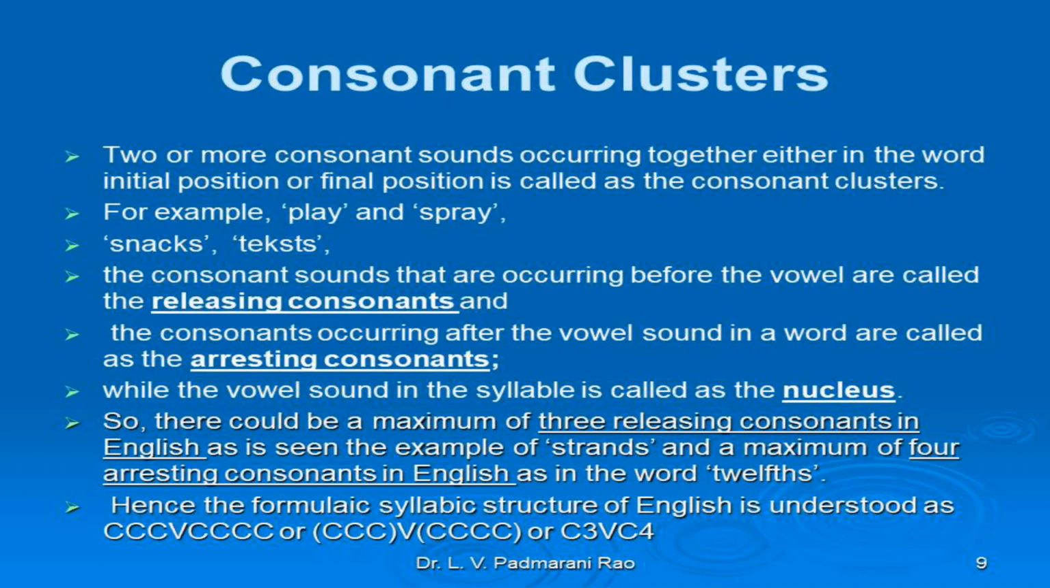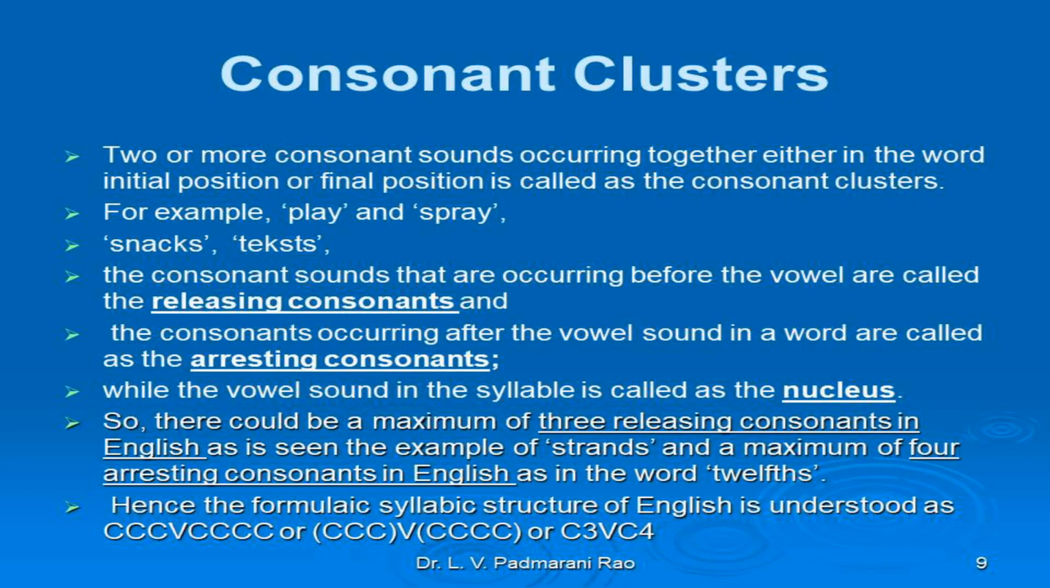The consonant sounds that are occurring before the vowel in a syllable are called releasing consonants because all these consonants occur together and they release the vowel. The consonants occurring after the vowel sound in a word are called arresting consonants because once the vowel sound or the nucleus is pronounced, these sounds are responsible for stopping of the word or the finishing of the word or the completion of the word. They are called arresting consonants, while the vowel sound in the syllable is called the nucleus.